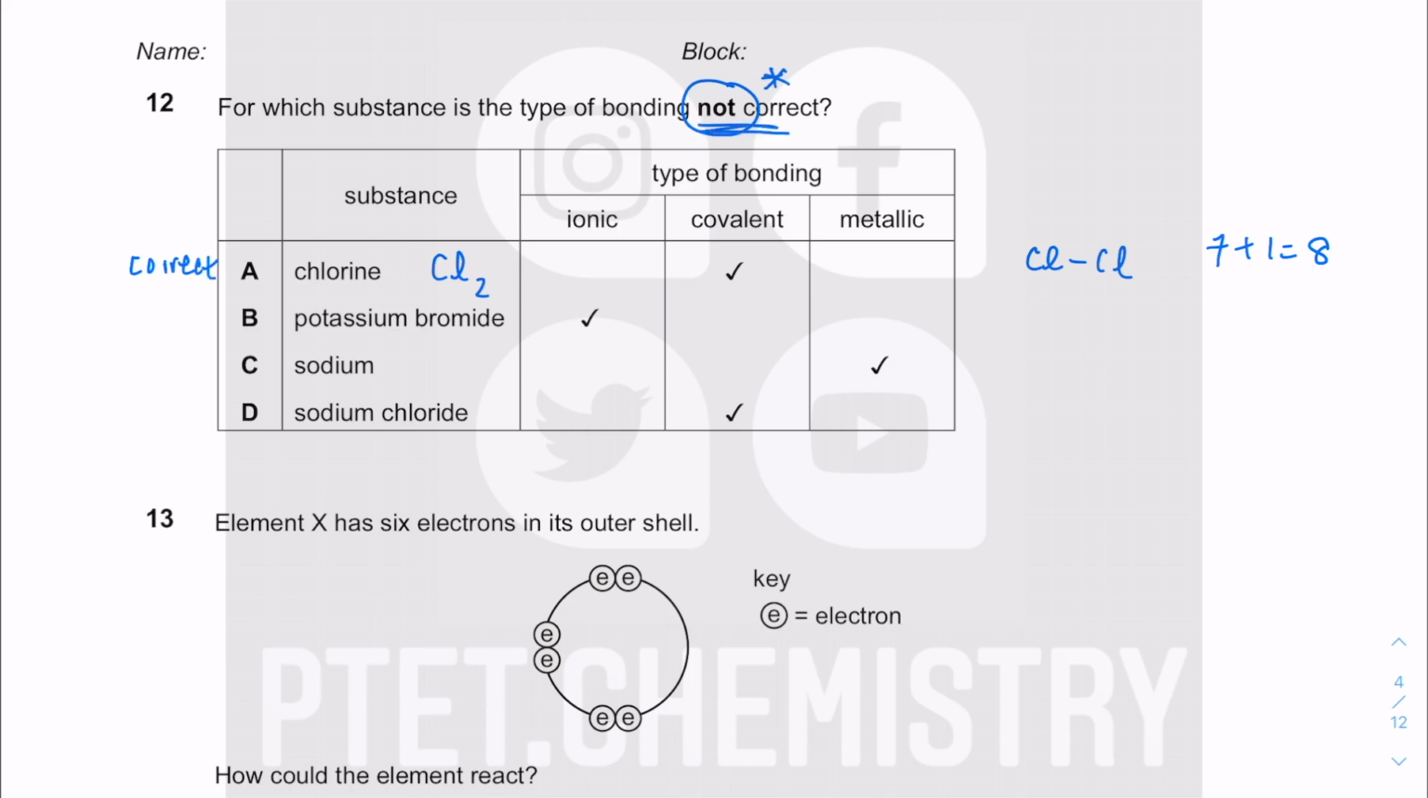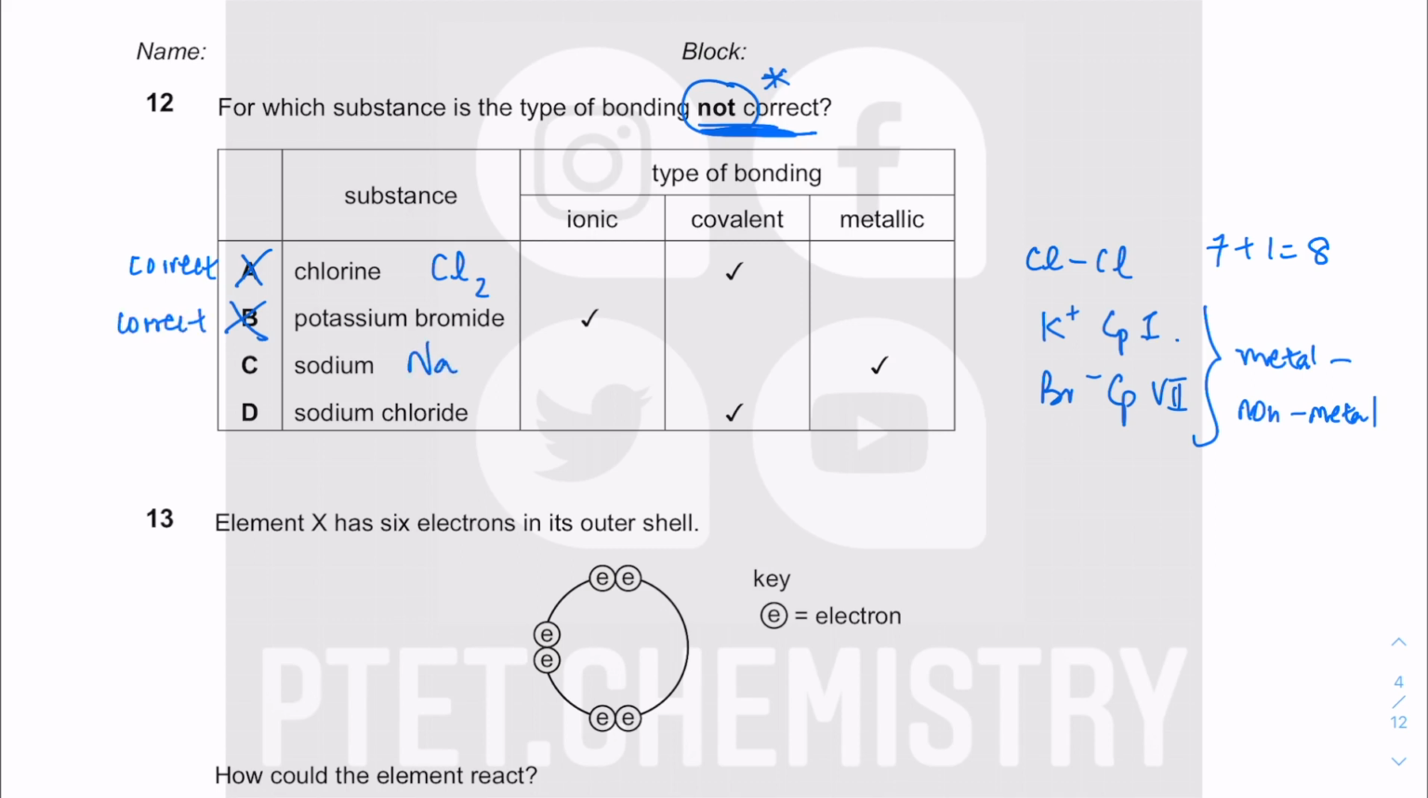But they're asking for not correct, so always read the question very, very carefully. Potassium bromide. Potassium is group 1. So K plus group 1, Br minus group 7. So this is metal and non-metal. And you should realize that there is a transfer of electrons from the potassium, which lost the 1 outer shell electron, to the bromine atom, which gained the electron to give you the bromide ion. Metal and non-metal give you ionic compounds, so that is again correct.